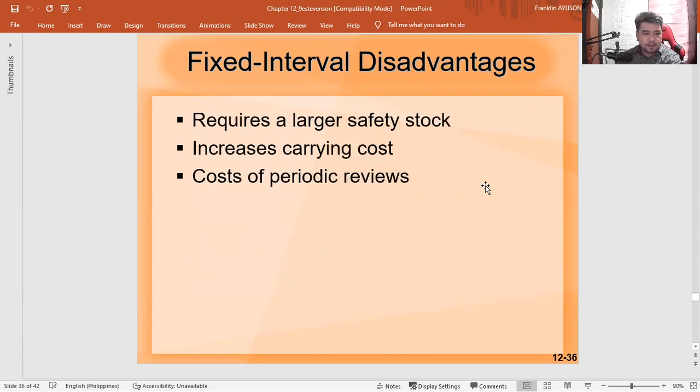Okay, disadvantage, ayan, requires larger safety stocks. So ang problema rito, ang disadvantage ni fixed interval, malaki yung safety stocks natin. Kasi nga, we are not perpetually monitoring our stocks. It also increases our carrying costs because of course you have to maintain large warehouse, okay, or facilities to house your inventory. Okay, and there is what you call the cost of periodic review or periodic counting. Syempre, kailangan mo ng manpower dyan para magbilang, at gaano katagal nila yung bibilangin.